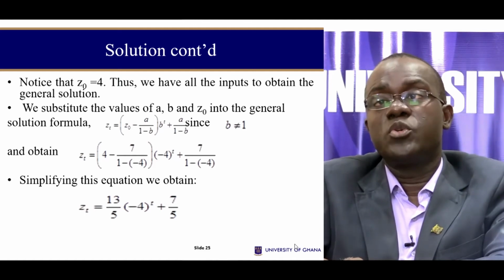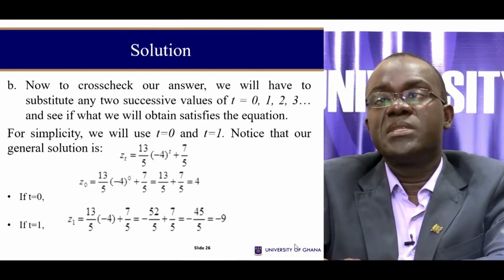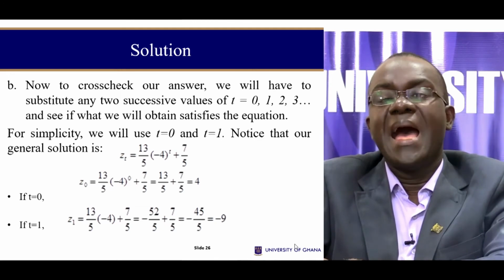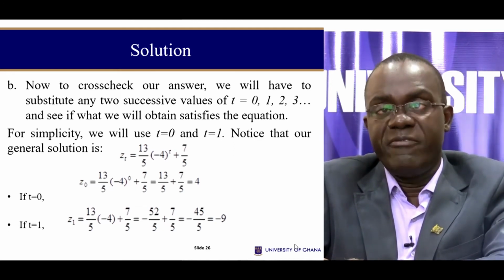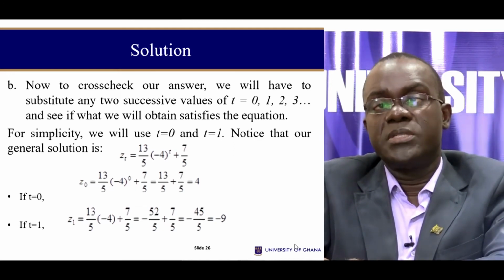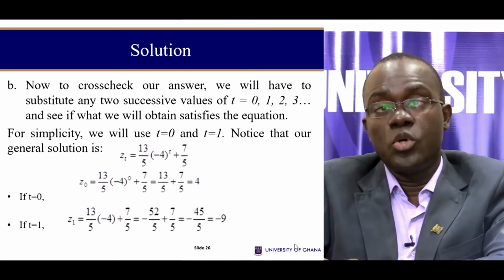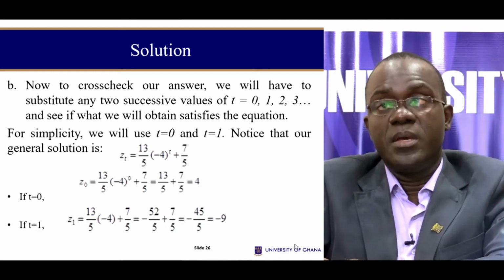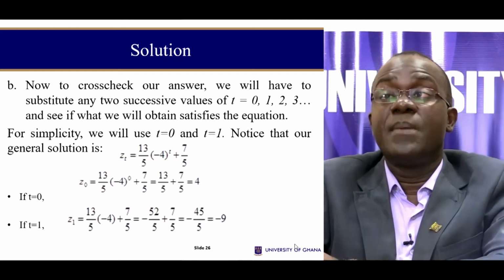The next point is that we are supposed to cross-check our answer. So we have this equation. I will take any successive values. As I said, take t equals 0, t equals 1. I can take t equals 2 here, then t equals 3. So the values should be successive, based on the number of lags.